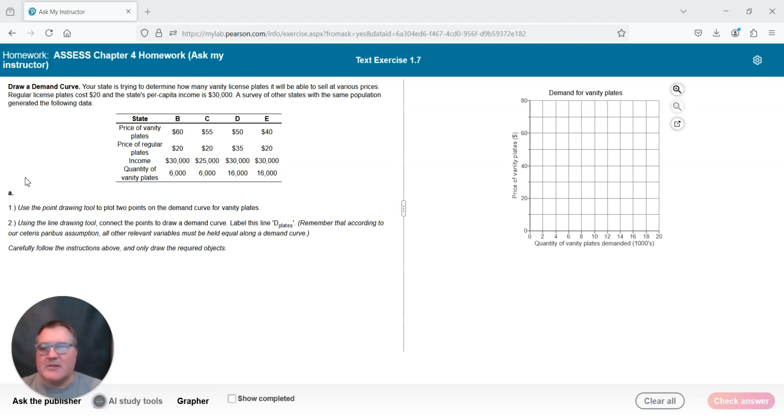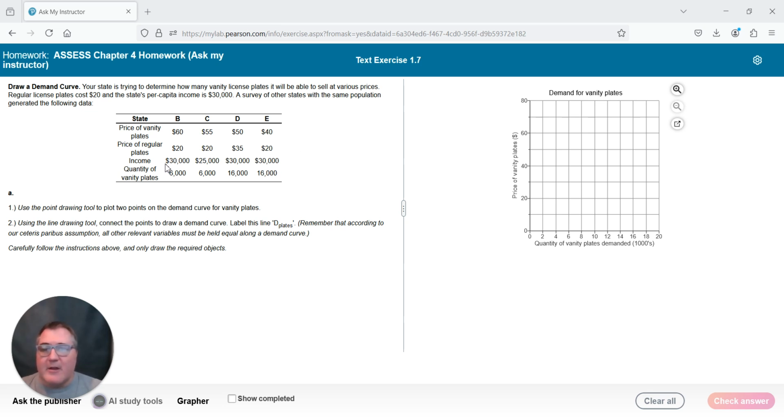Okay, so it's given us information to draw the demand curve on this question. And it says, your state is trying to determine how many vanity plates it will be able to sell at various prices. Regular license plates cost $20 and the state's per capita income is $30,000. A survey of other states with the same population generated the following data. So the same population, so that's all equal in all of these.